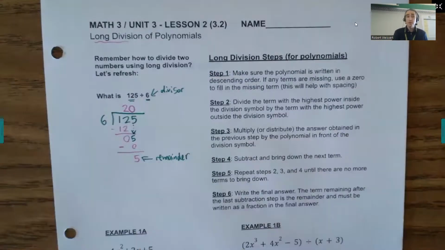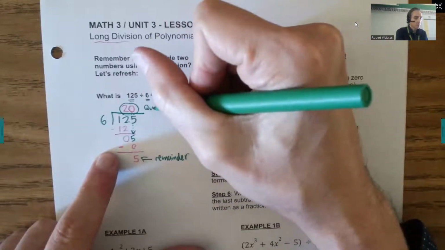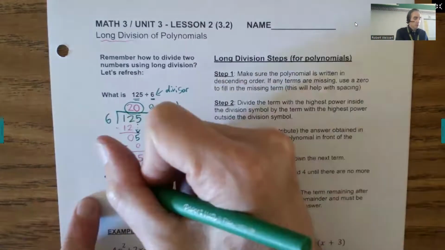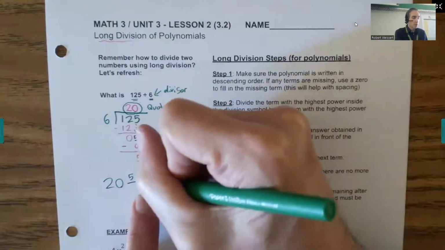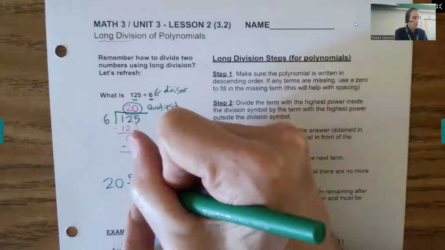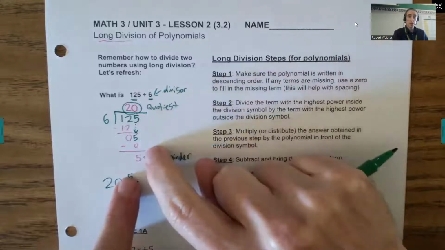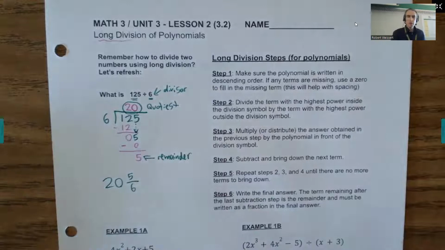When we write our final answer, we say our quotient, which is the expression above the line, and your remainder over your divisor. So your divisor goes down here, your remainder goes up there, and your quotient goes there. So 20 and 5/6. Let's verify a couple things.